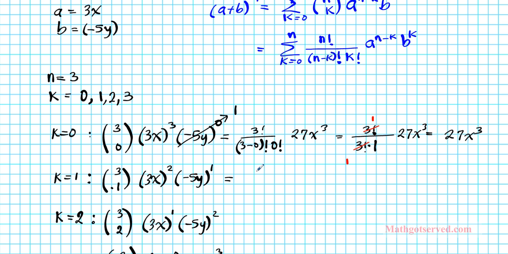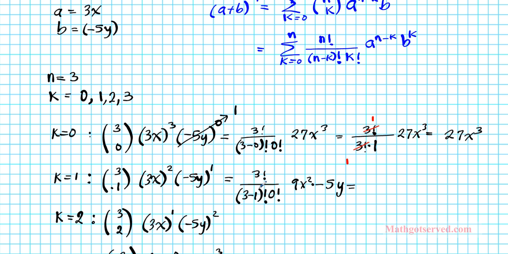For this one, we're going to have 3 factorial divided by n minus k, 3 minus 1 factorial times 1 factorial. All right, 3x squared. Remember, you're squaring the 3 and the x squared, so it's going to be 9x squared times negative 5 to the first power, which is negative 5, y to the first power, which is y. Okay, now let's work this out.